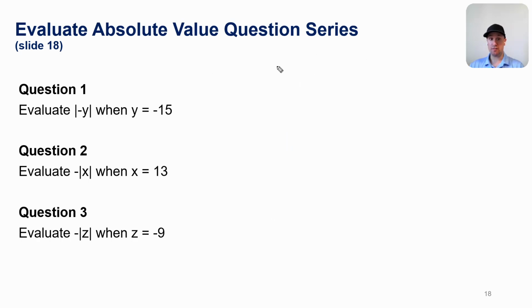What about question 3? Very similar. We have evaluate negative absolute value of z when z equals negative 9. Question 3. So again, I'm going to write down that negative symbol, write the absolute value brackets, and then I'm substituting in that -9 here.